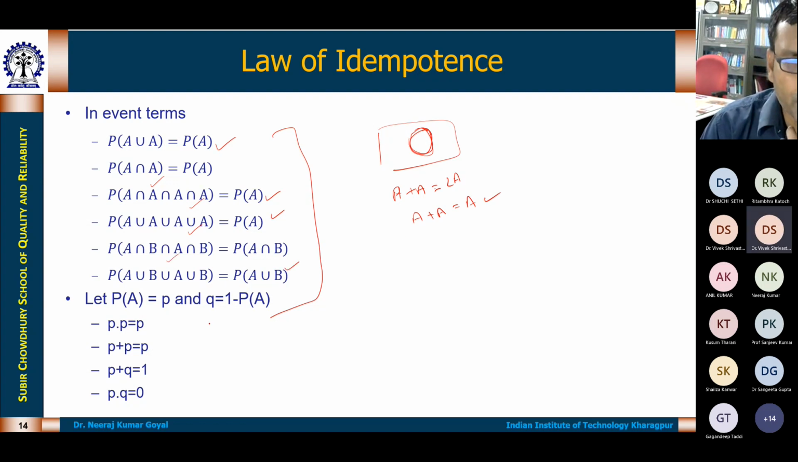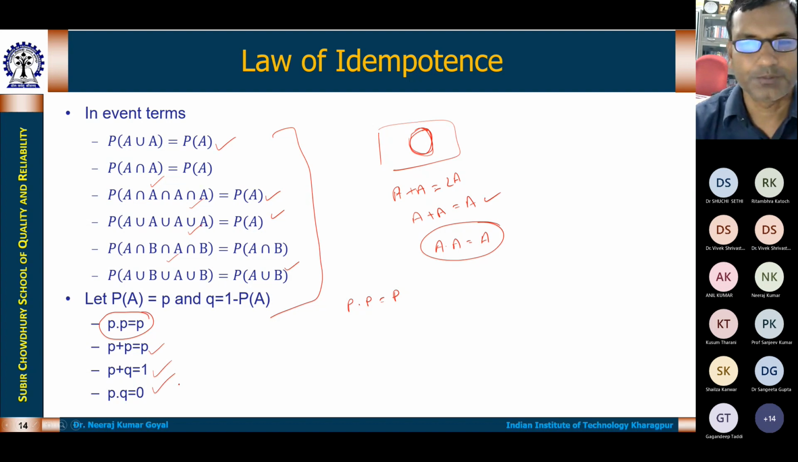Similarly, all these can be obtained. If I say probability into probability, probability of A multiplied by probability of A will be P only. It will not become P square, because A into A is not A square. It is equal to A. Similarly, P plus P is not 2P, it is P. P plus Q is 1 and P dot Q is 0.